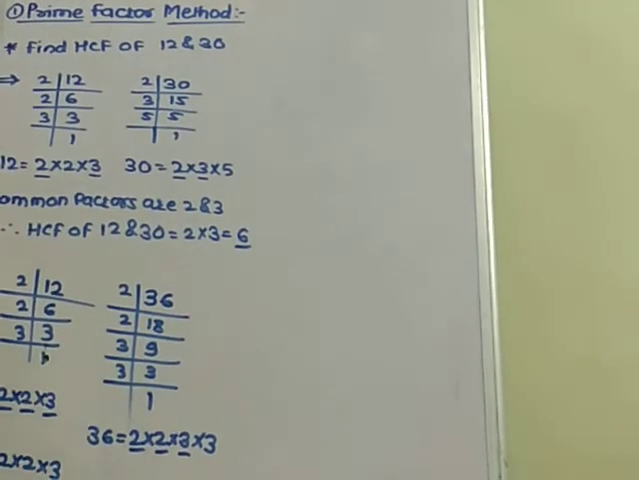Understand? Okay, good. From these we can conclude that for finding the HCF, first the general method, then the prime factor method, and then another method, the least division method, means the division method in the simplest form. This method we'll see in the next video.